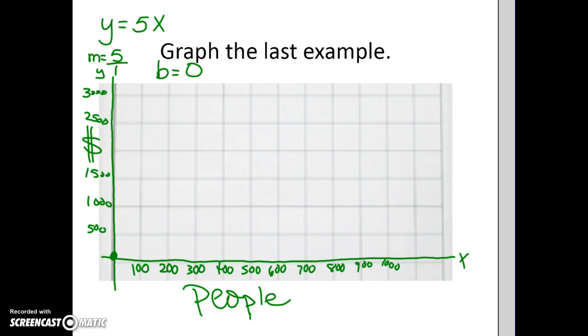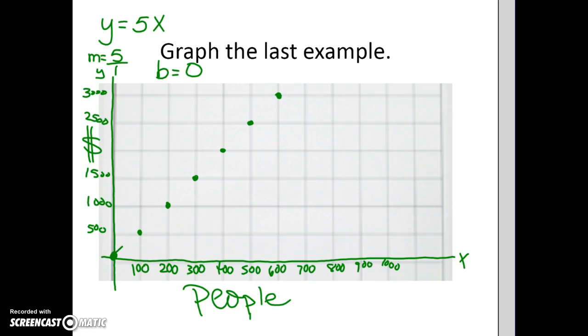So at 100 people, 5 times 100 would be 500. There's my first point. We know that at 200 people, 5 times 200 is 1,000. There's my next point. And 300 times 5 is 1,500. 400 we know is 2,000 because they told us that in the question. 500 times 5 would be 2,500. 600 times 5 would be 3,000. And I'm out of coordinate plane, so I'm not going to worry about going any further.